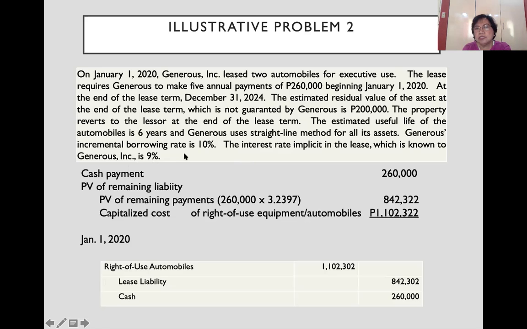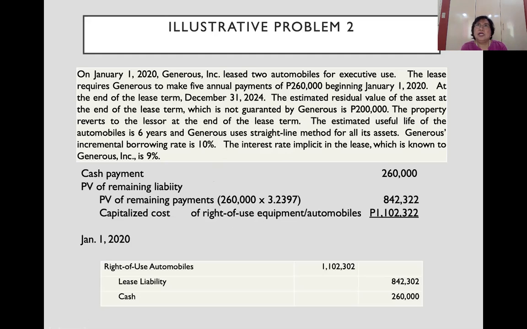Therefore, how will our solution differ now? Because the residual value is not guaranteed, it will not be considered by the lessee in the computation of the capitalized cost of the right-of-use automobiles, not even in the measurement of the lease liability, because the lessee has no obligation to return the asset at that amount.